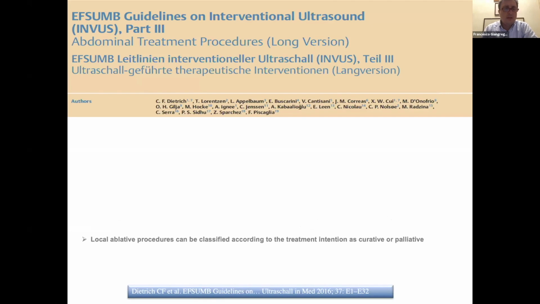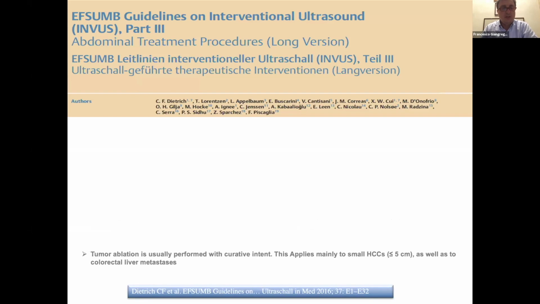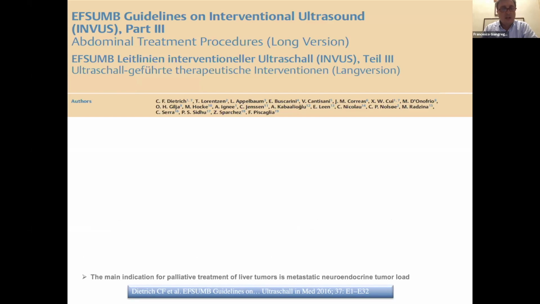We know that local ablative procedures can be classified according to the treatment intention as curative or palliative. Tumor ablation is usually performed with a curative intent, and this is true above all for a small HCC. Small means less than 5 centimeters, as well as colorectal liver metastases. The main indication for palliative treatment of liver tumors is metastatic neuroendocrine tumor load.